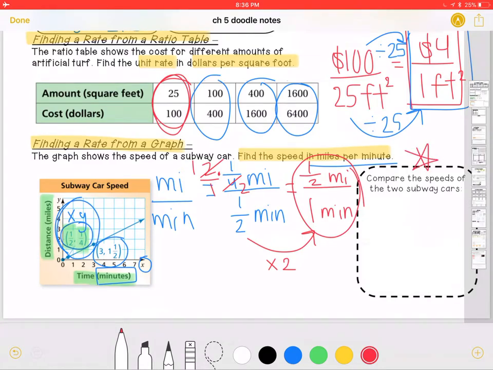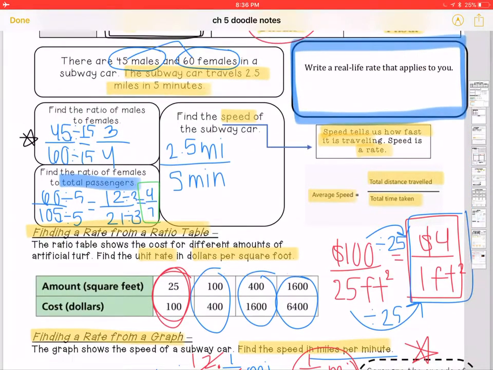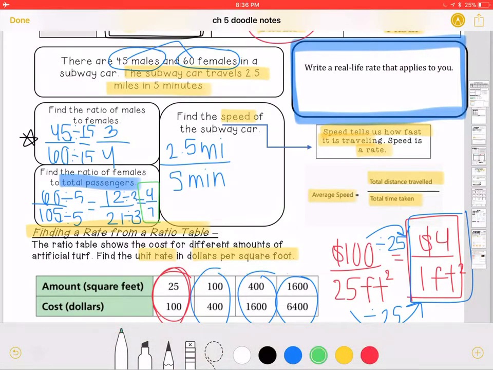Last box here, compare the speeds of the 2 subway cars. So this one down here travels 1/2 a mile every minute. The one at the top here traveled 2.5 miles in 5 minutes. So real quick, let's think, how far did it travel in just 1 minute then? In order to compare them, we want them to be the same. So let's figure out the unit rate here. I would have to divide by 5 to get this to 1. So divide 2.5 by 5.